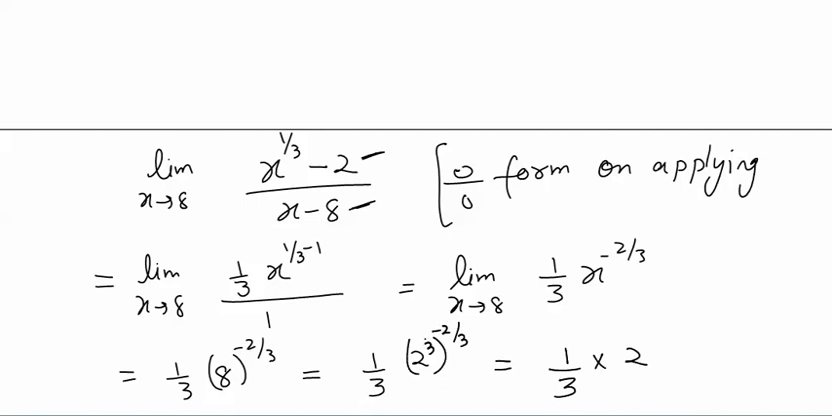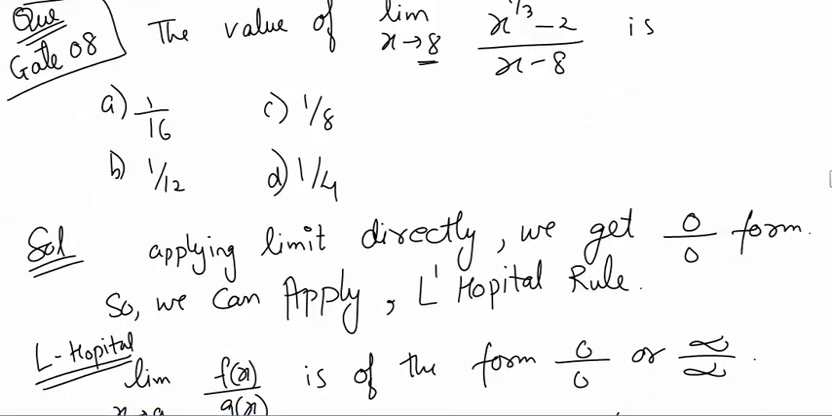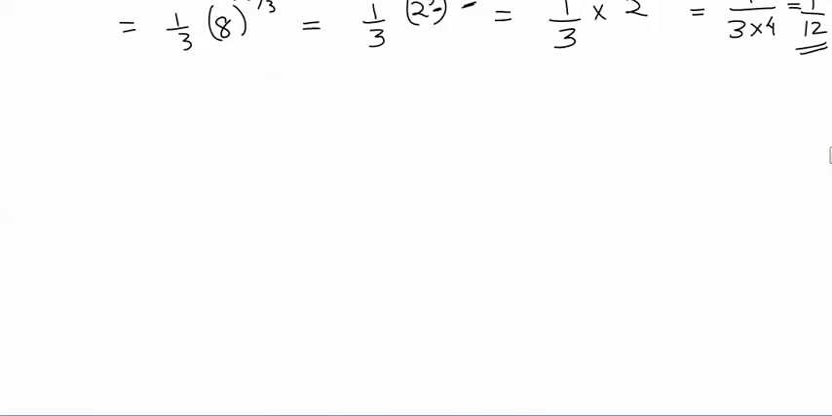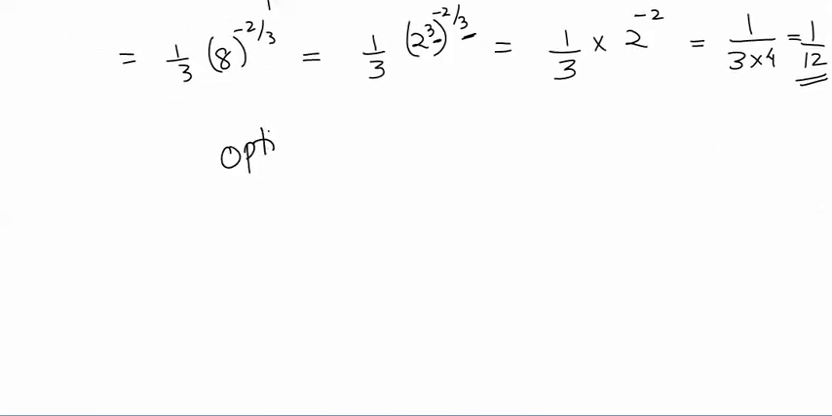This 3 and this 3 will cancel out, so it will become 2 to the power minus 2. So the answer becomes 1 by 3 into 1 by 4, since 2 square is 4. So it is 1 by 12. So we can take the answer as 1 by 12. Clear? So this is how it will look. You can see option B is the correct answer.